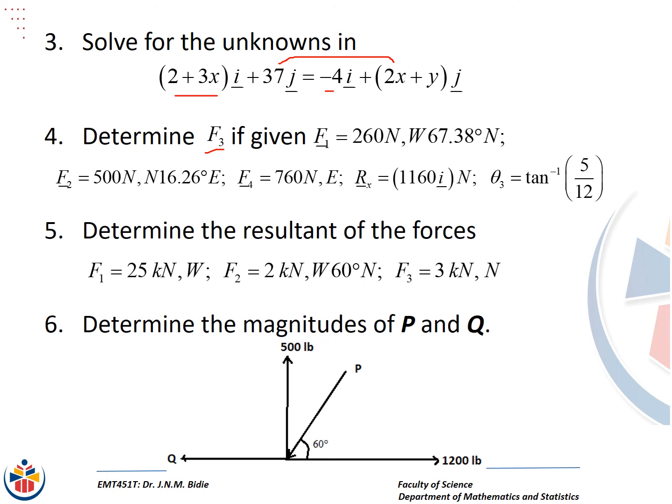Note that its direction has already been given. Number 5, you are asked to find the resultant of those forces. And number 6, you are asked to find the magnitudes of P and Q. Please remember to check the quadrant of each of those forces. Check their quadrant so that you give us the correct directional angles in number 6.